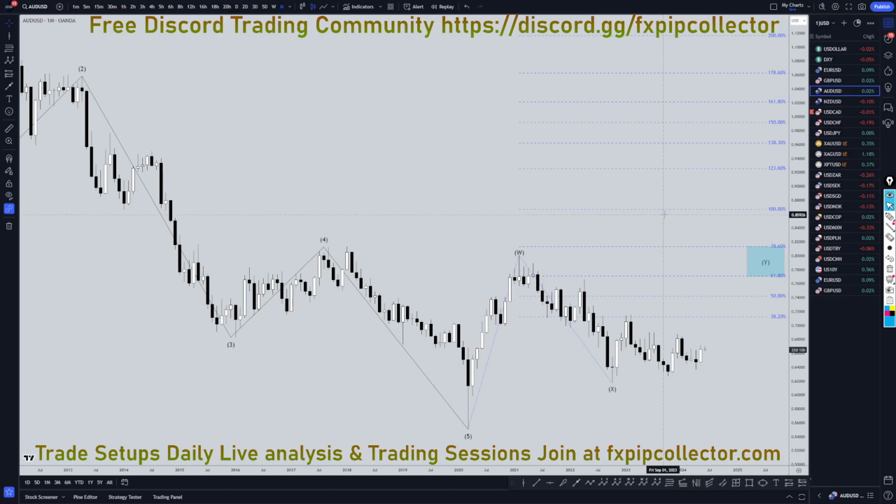Today is Thursday, June 6th, and I'm going to be analyzing the Aussie US dollar, starting on the monthly, working my way down to the 1 hour time frame for the full top down analysis.